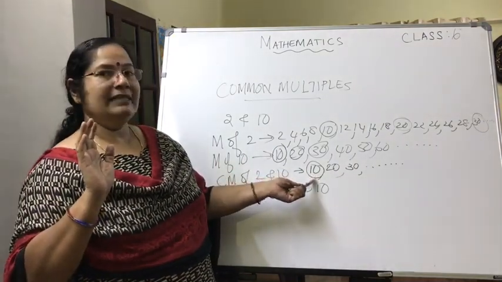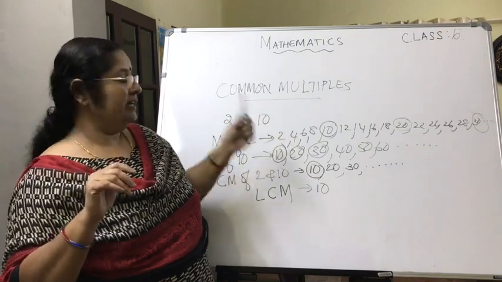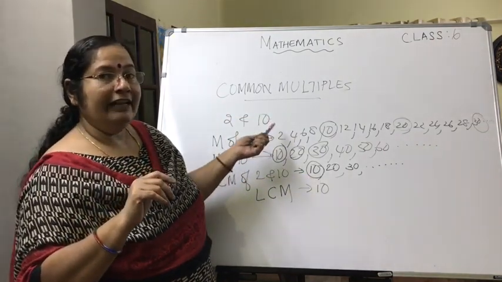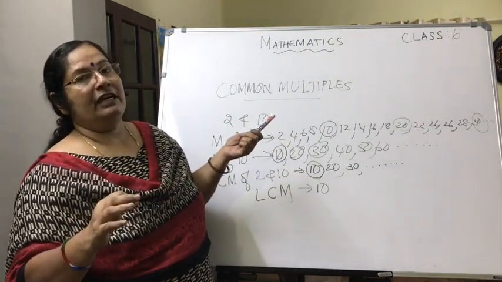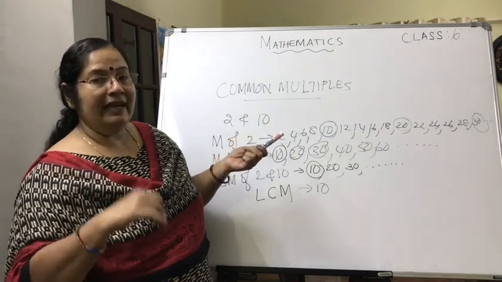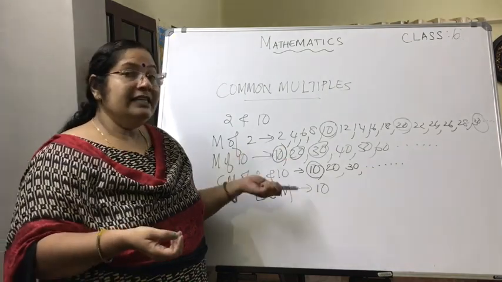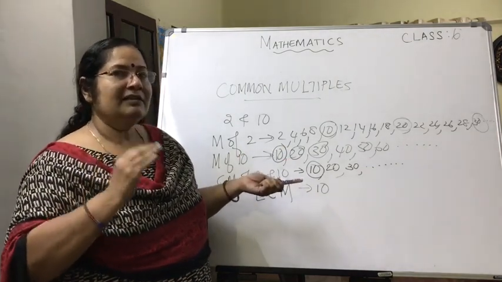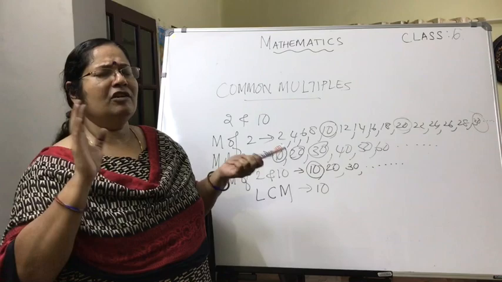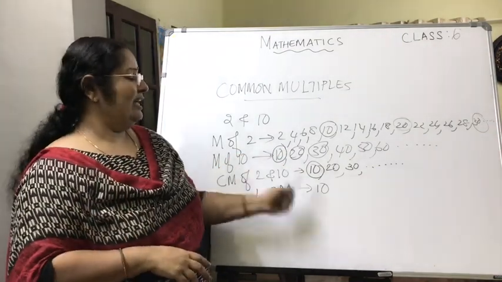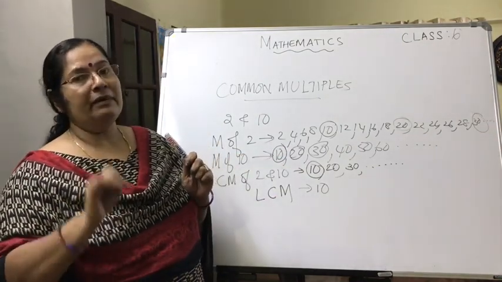So how do you find LCM? By this method, by finding the common multiples. You find the multiples of the given numbers individually. Then find the common multiples, not all, a few we are finding. Least common means the smallest among them, which will be the first one. The first common multiple will be the smallest. So that will be the LCM, least common multiple.